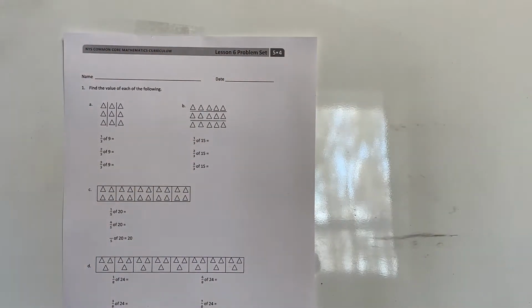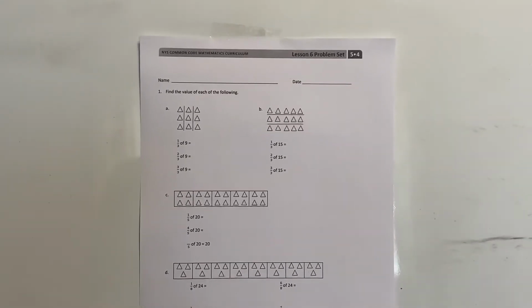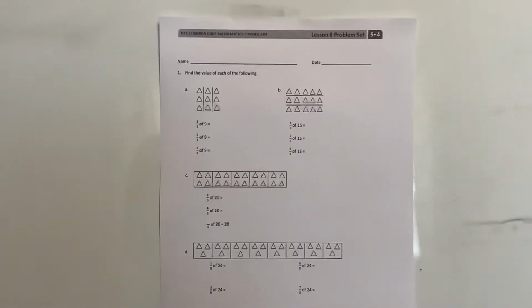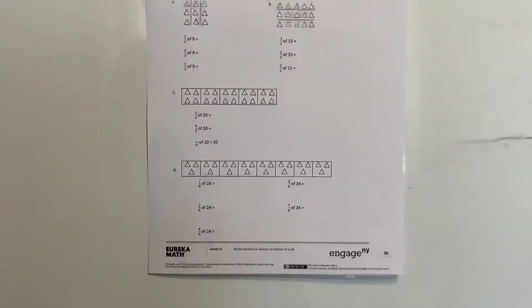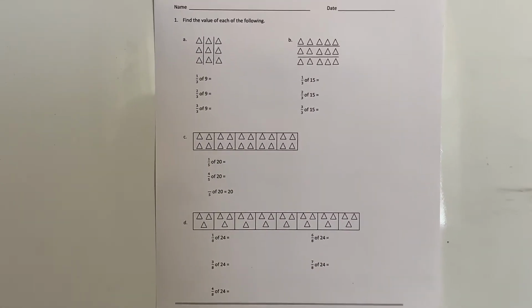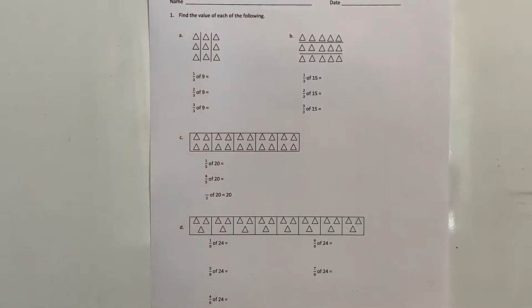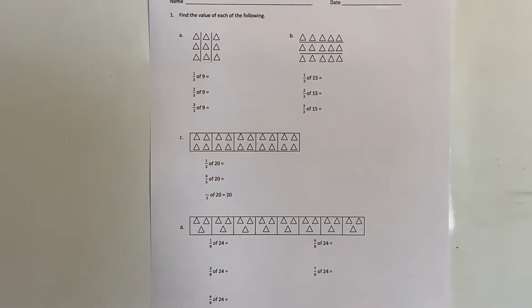So I want you to get your problem set paper out, and I'm going to refocus this here so that you can see the problem set, and we're going to go over this problem set together. So first it says, find the value of each of the following. All right, so they have the counters already there for you.